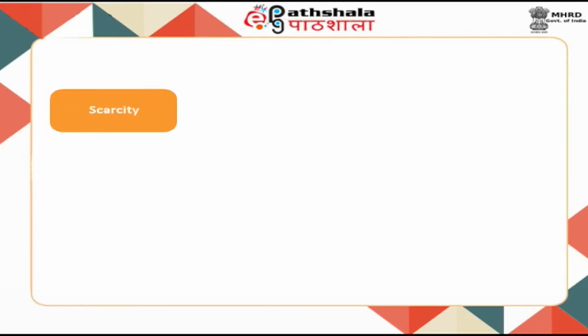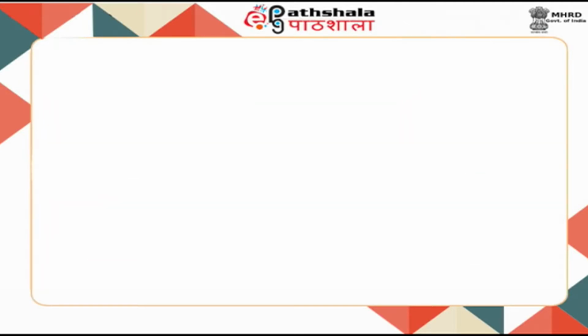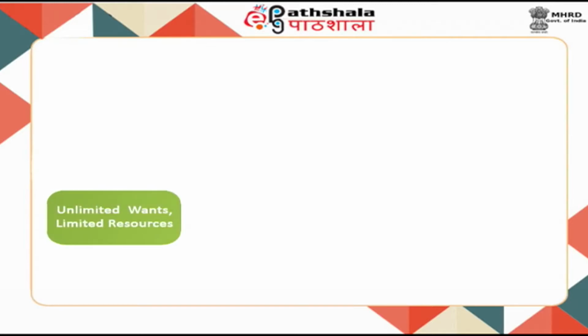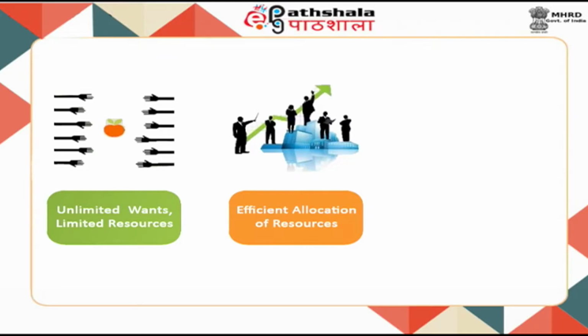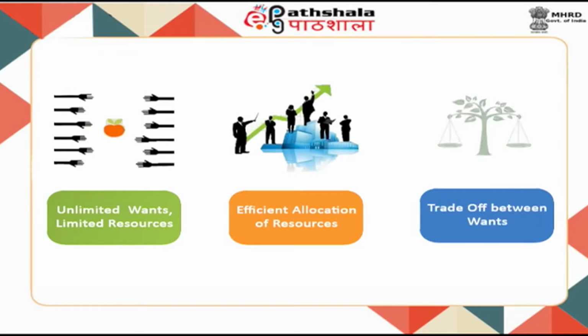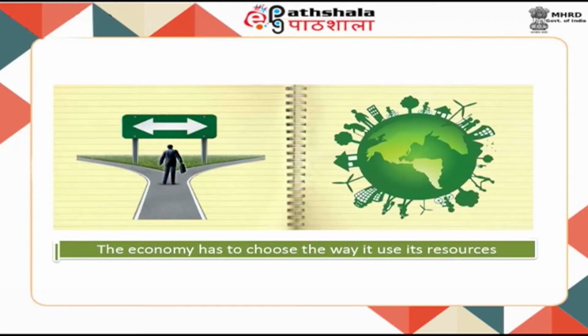Context, scarcity refers to the limited resources. These resources are the inputs of production: land, labor, and capital. The basic economic problem arises because people and society have unlimited wants, but resources of the economy are limited, and thus the various economic decisions must be made to ensure efficient allocation of resources. These decisions basically involve giving up or trading off one want to satisfy another. Thus, the economy has to choose the way it uses its resources.